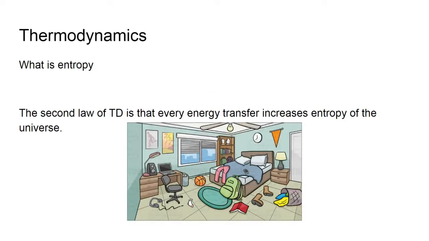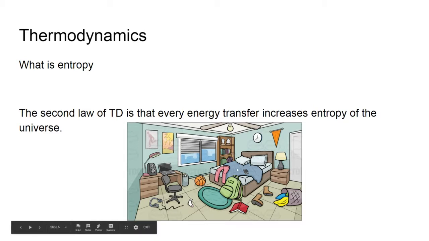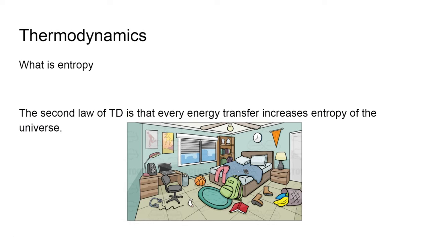Thermodynamics' second law. Before we go into it, let's talk about entropy. Entropy is the measure of disorder. And the second law of thermodynamics is that every energy transfer increases the entropy of the universe. An example that I like thinking of is this from right here. In the beginning, it is organized, but over time, as a person uses energy and moves around, going back and forth between rooms, things are being thrown everywhere, and it becomes cluttered and disrupted.